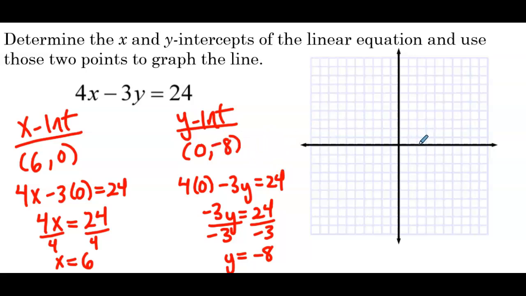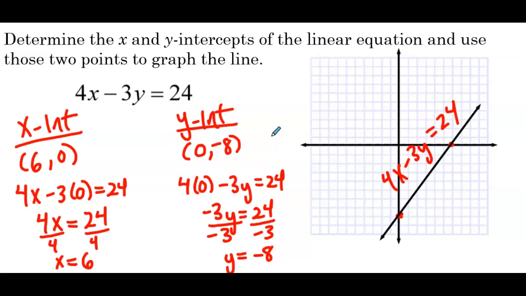So applying these 2 points, (6, 0) and (0, -8), and again, there's our line, and we'll label it as 4x minus 3y equals 24. Okay, so this is just an efficient method to come up with the graph of the equation of a line. The nice part about this process is it's going to extend to other graphs that we wind up learning.